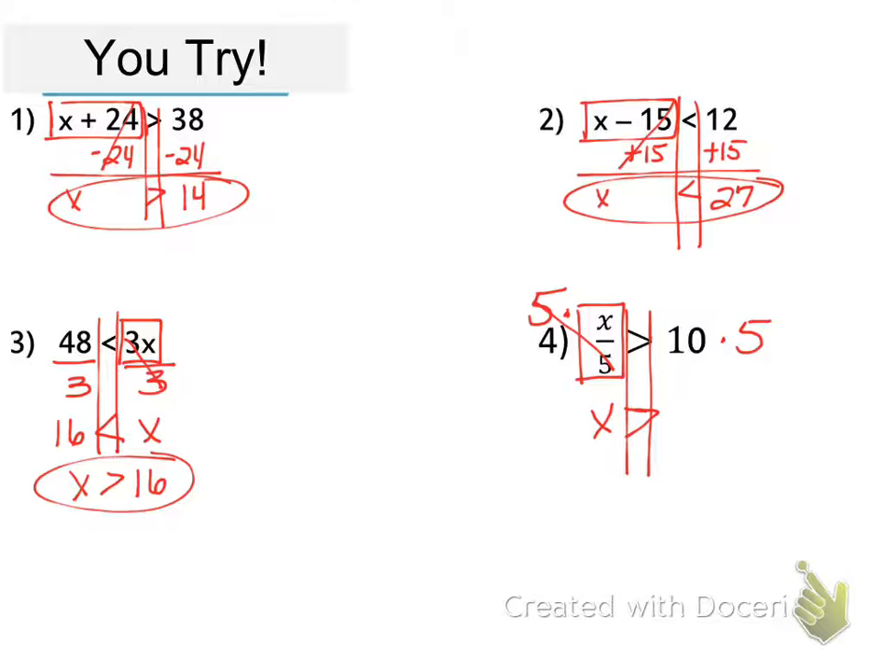Okay? And on the last one, we multiplied both sides by 5, which gave us 50. So x is greater than 50. Okay, so I apologize for that typo. So 12 times 5, that gives us 60.